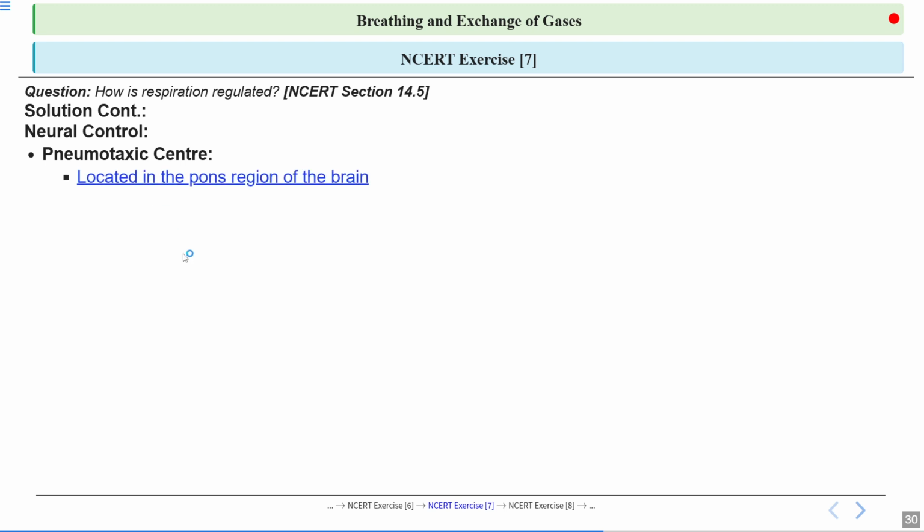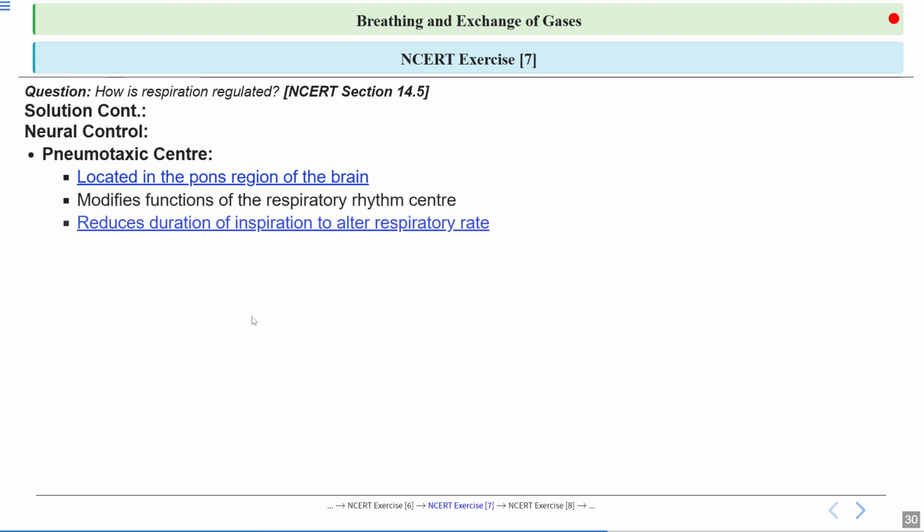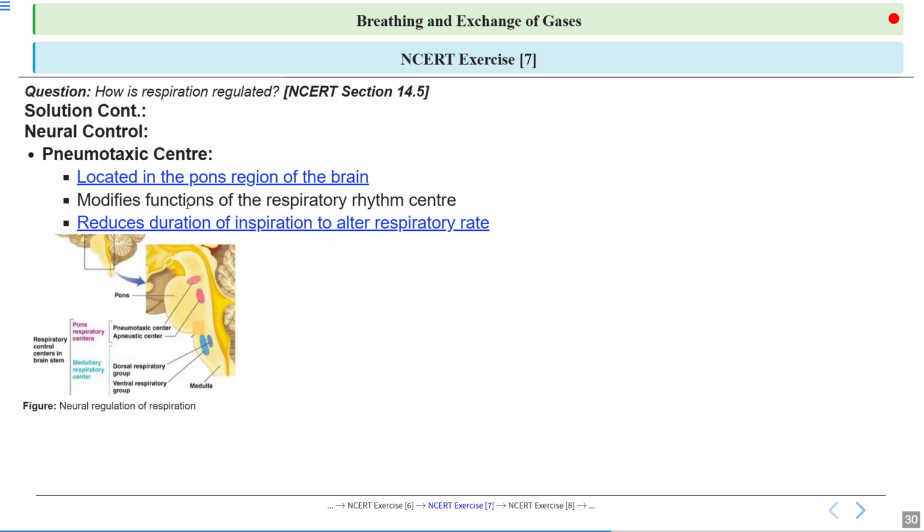Now, the pneumotaxic center is located in the pons region of the brain. It is located in the pons region, and in the figure you have seen the pons, the round, structure-like that is just above the medulla, right? So it modifies the function of the respiratory rhythm center.